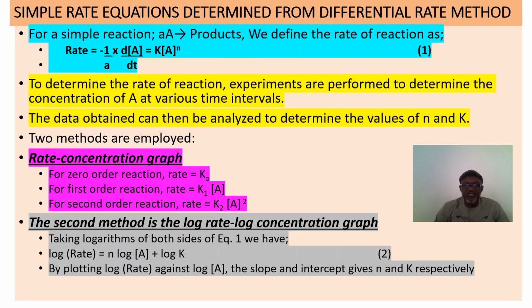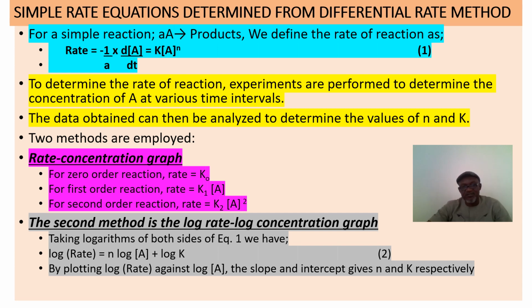Now, simple rate equations coming from differential rate methods. We have looked at initial rate methods. Now we want to look at differential rate methods. For this, we need to differentiate, that is, the rate, d[A]/dt, is equal to k[A] to power n. Of course, n is our order of reaction. To determine the rate of reaction, experiments are performed to determine the concentration of A at various time intervals. Then the data obtained can be analyzed to determine the values of n and k.